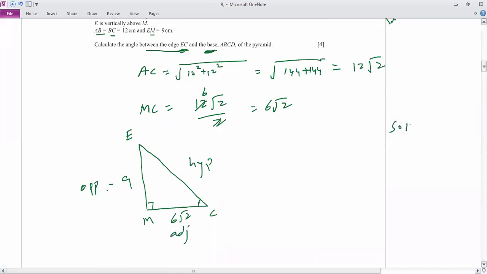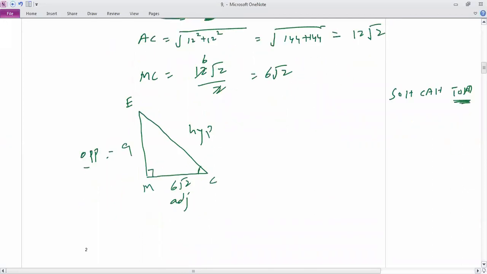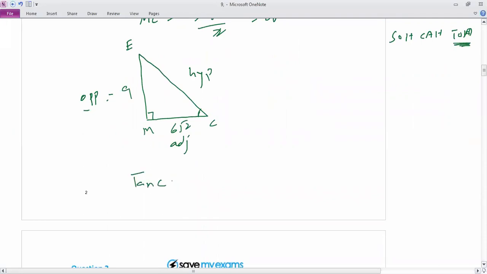So use SOH CAH TOA. We have opposite and adjacent. Opposite and adjacent is tangent. So if I use tangent, tangent of C will be equal to opposite over adjacent. So C will be tangent inverse of 9 over 6 square root 2. Yes, do the calculation. Tangent inverse of 9 over 6 square root of 2. Make sure your calculator is in degree mode, okay?